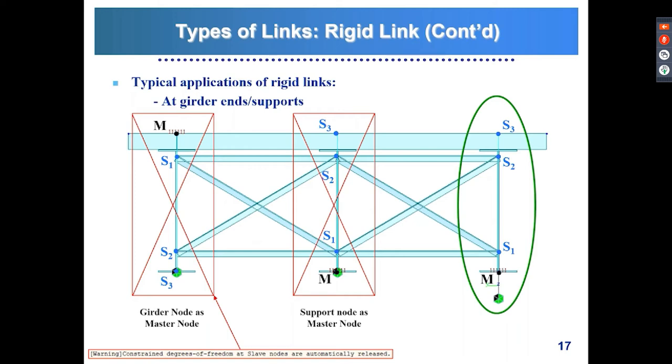So the correct configuration is to have an additional node below the bottom of the girder node, and that's the one that's going to be assigned as your support node. Then you can use an elastic link between these two nodes. So essentially, you are isolating that support condition from your master node.